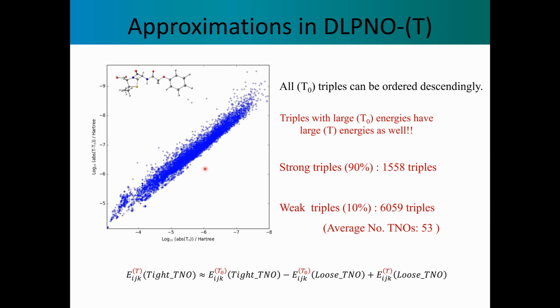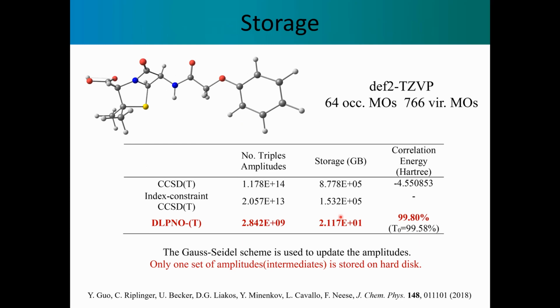Thus, we carefully looked at the triples contribution. The triples are classified into two groups, the strong triples and the weak triples. You can see we don't have many strong triples, and these strong triples contribute 90% of the correlation energies. So for strong triples, we can use large TNOs. For the weak triples, we can use very small TNOs. Thus, we can achieve a very efficient implementation of the parenthesis T. Okay, I think I have to hurry up. With the strong and weak triples approximation, you can see the storage of the amplitudes is significantly reduced, and we can achieve very accurate CCSD(T) results.